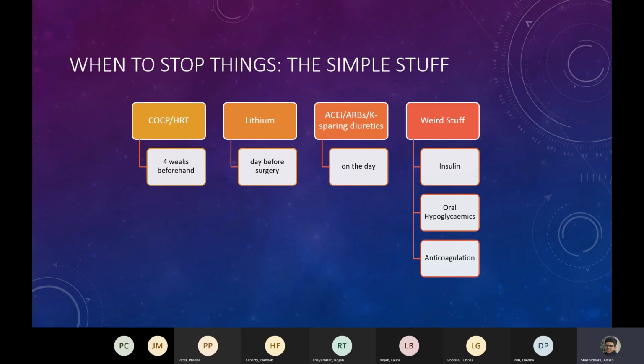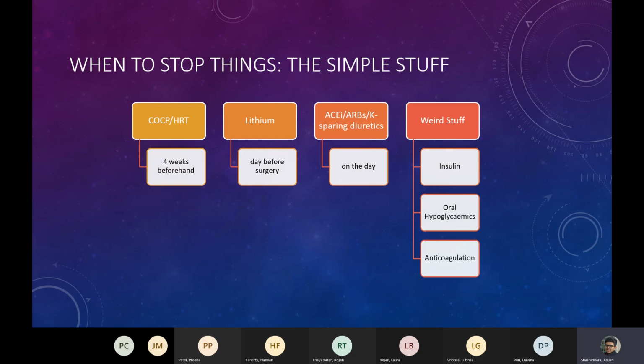ACE inhibitors, ARBs, and potassium-sparing diuretics. Any ideas when you stop these? So how quickly do these work? If you're worried about hypotension. So you stop these on the day of the surgery because remember, these work on channels in the kidney. So like you take the drug, they get to the kidney pretty quickly. You'll get an effect fairly quickly. So you stop these on the day.